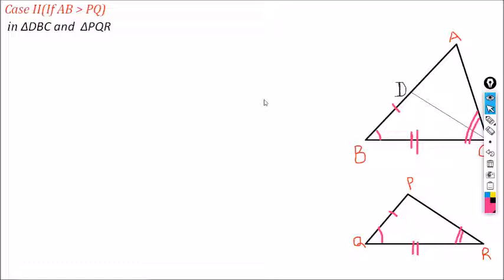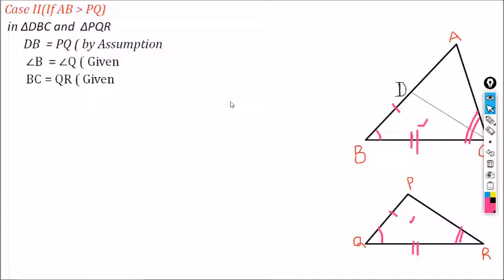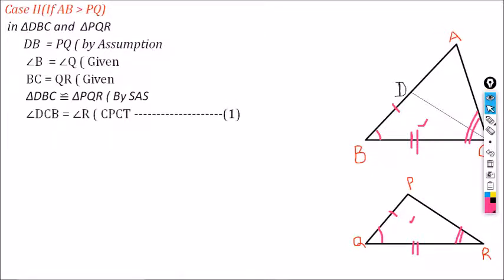Let us start the second part by considering triangle DBC. In triangles DBC and PQR, we will prove these two triangles congruent. Here DB is equal to PQ, again by assumption. Angle B is equal to angle Q, already given. BC is equal to QR. Therefore, the triangles are congruent by side angle side.